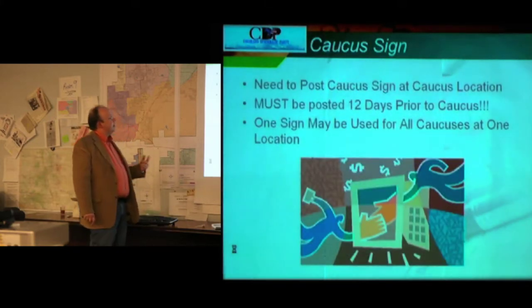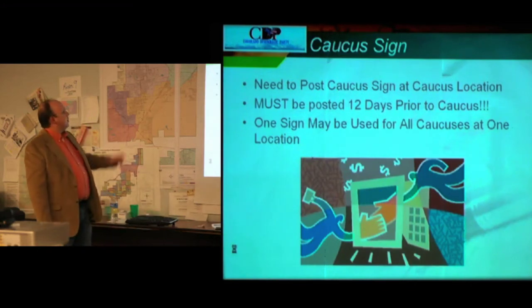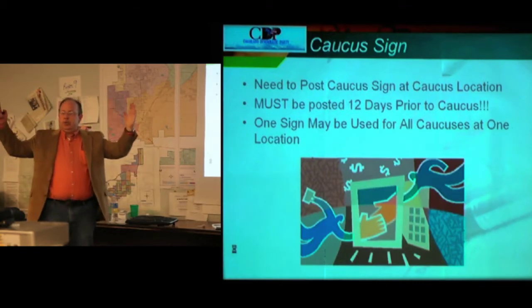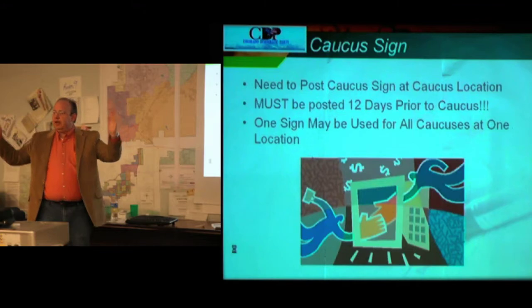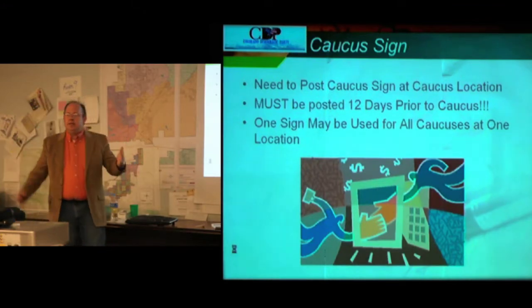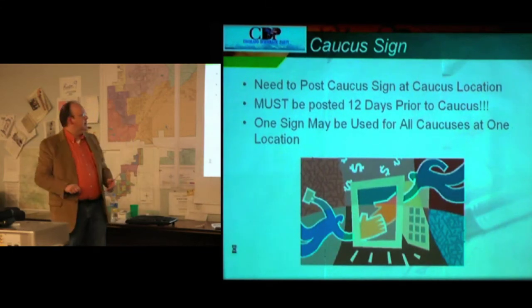The caucus sign is, again, one of those things where I think we've already passed the deadline, but you have to have the caucus sign at your caucus location 12 days prior to the caucus. It's one of those big precinct caucus location signs for the Democratic Party, just like they have for the elections when they have a polling place. They put those big signs out at the polling places that say polling place for precinct number X.